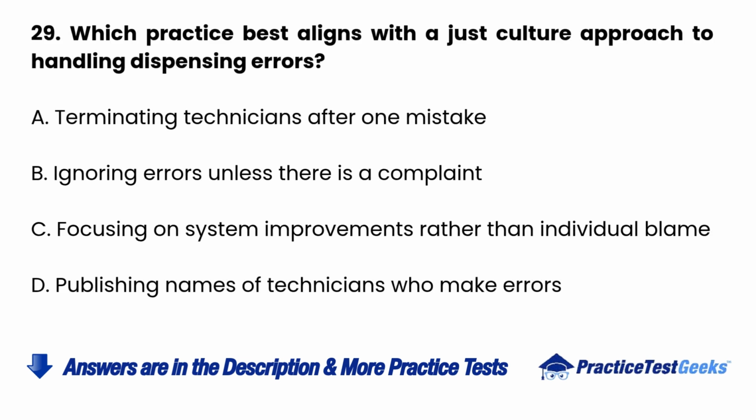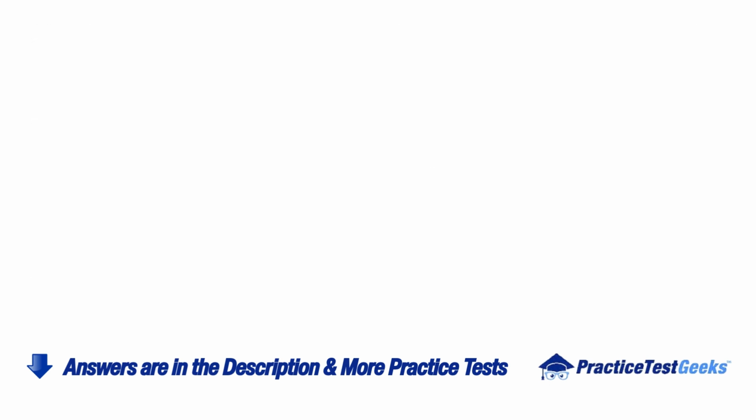29. Which practice best aligns with a just culture approach to handling dispensing errors? A. Terminating technicians after one mistake. B. Ignoring errors unless there is a complaint. C. Focusing on system improvements rather than individual blame. D. Publishing names of technicians who make errors.